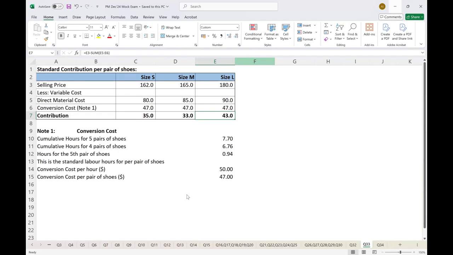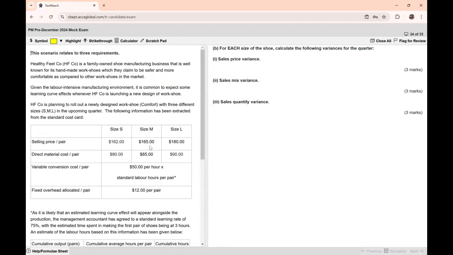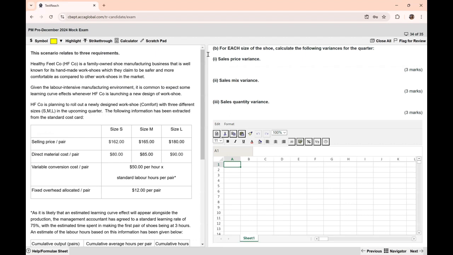which is also linked to the same scenario. So let's move. The next question is: for each size of the above, calculate the following variances for the quarter: sales price variance, sales mix variance, and sales quantity variance. Okay, so let's take a look at it.